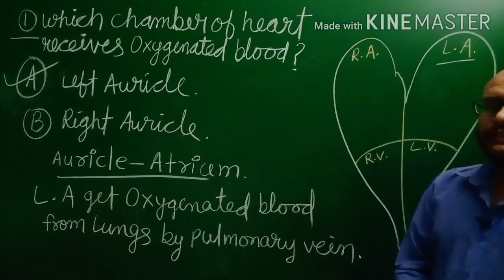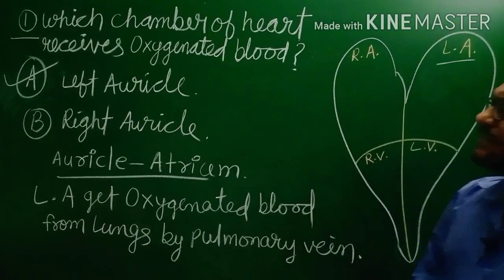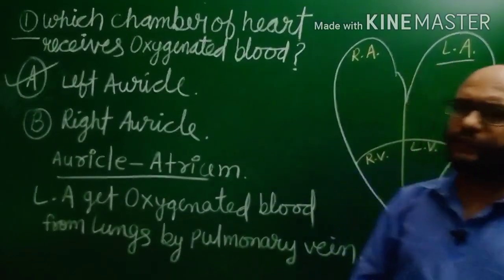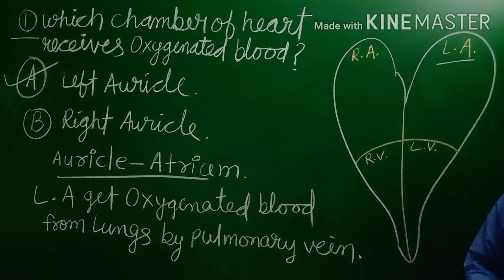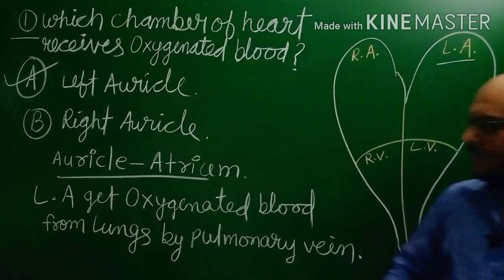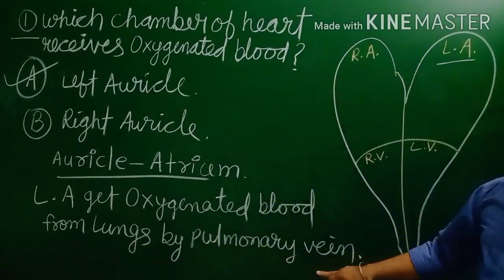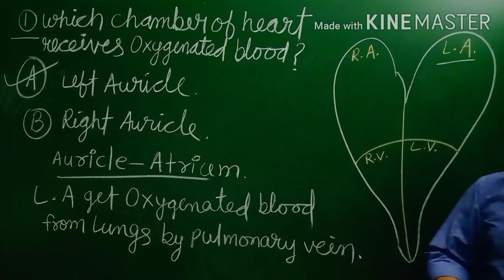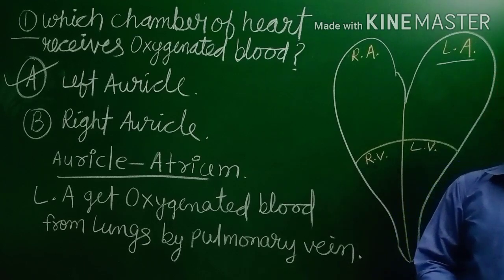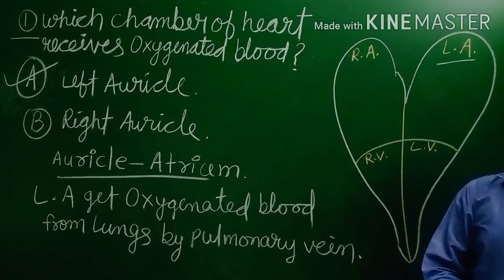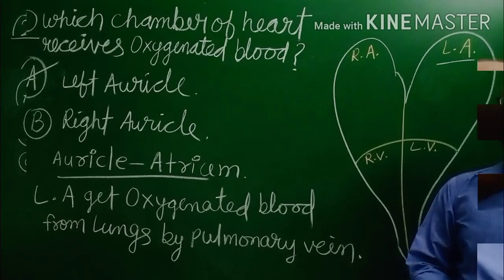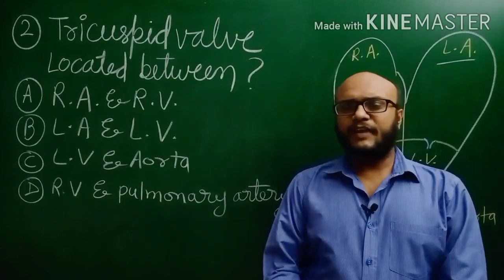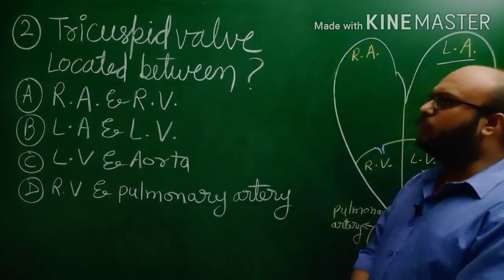So everyone, this question's answer is option A, left auricle. Heart's left auricle or left atrium receives oxygenated or oxygen-rich blood from the lungs by the pulmonary vein. In our body, pulmonary veins are the only veins that carry oxygenated blood, and pulmonary artery is the only artery that carries deoxygenated blood. Our next question is question number 2.